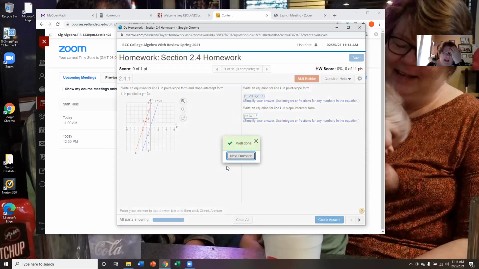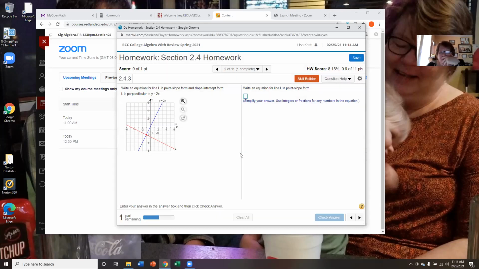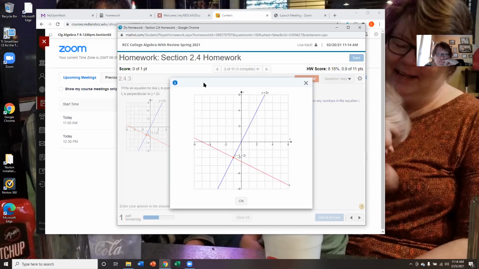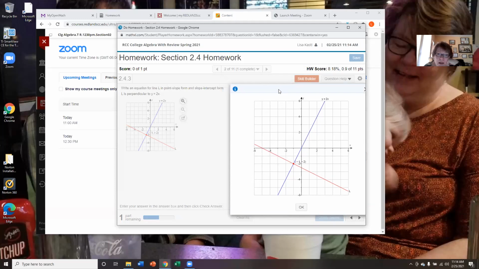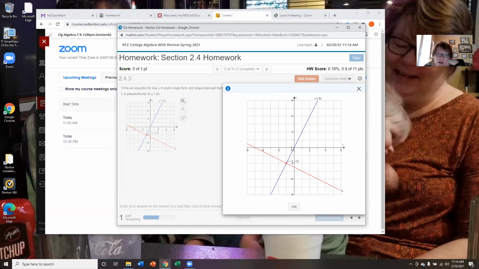Okay, the next problem, problem 2, you're given two lines that are perpendicular to each other. So let's go ahead and blow this up so we can see it. Find an equation for the line L, so the red line again, in point slope form and slope intercept form. L is perpendicular to the blue line, which is y equals 2x. So lines that are perpendicular to each other have negative reciprocal slopes.